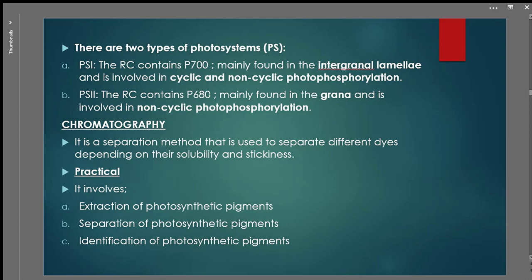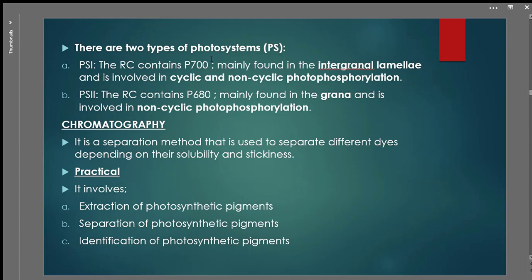Now, the reaction center of the P700 is majorly found in the intergranum lamellae. You remember in our previous classes, we said that the lamellae act as a skeleton that holds the granum in position, that is the thylakoid discs, to prevent them from clumping together, and that would reduce the amount of light being absorbed. So they act as a skeleton to hold the grana in position, so that they increase the rate of absorption of light energy to increase the rate of photosynthesis.